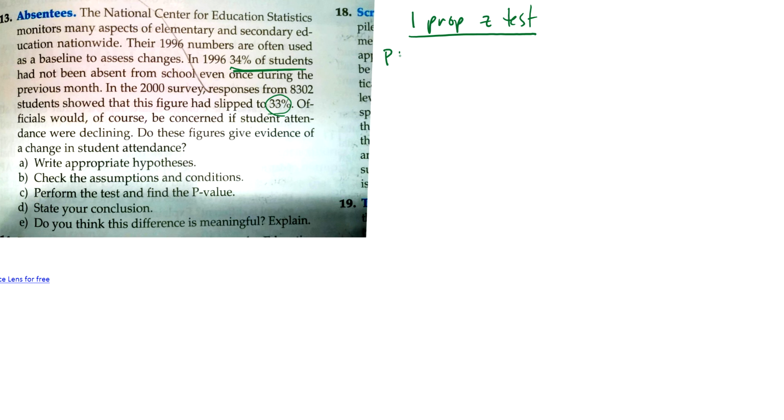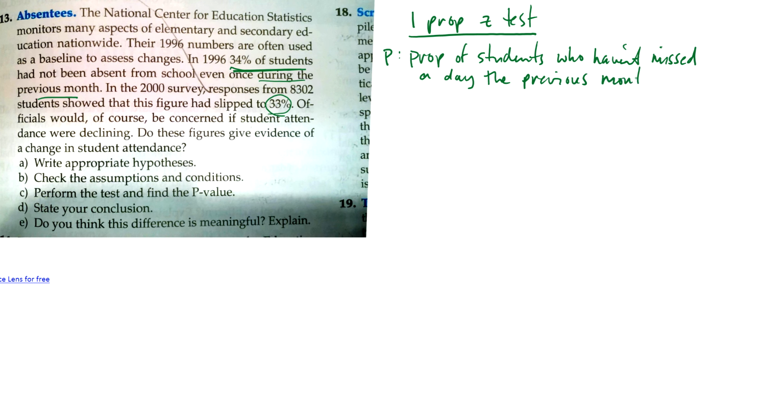And p is the proportion of students who haven't missed a day during the previous month. I was thinking it's for the whole year. Haven't missed a day the previous month. Okay, so H0: p equals 0.34.